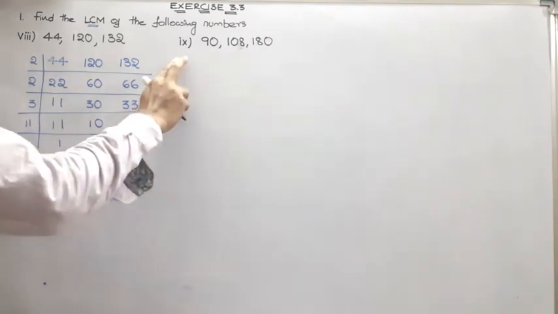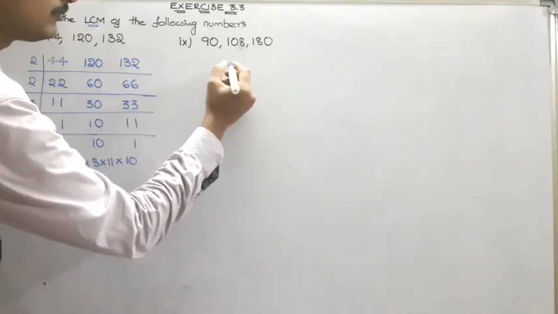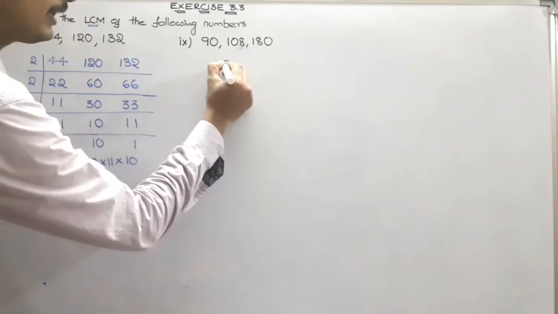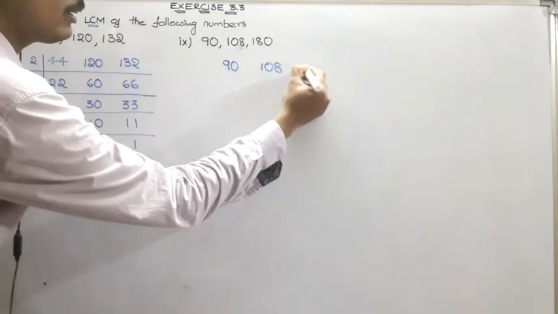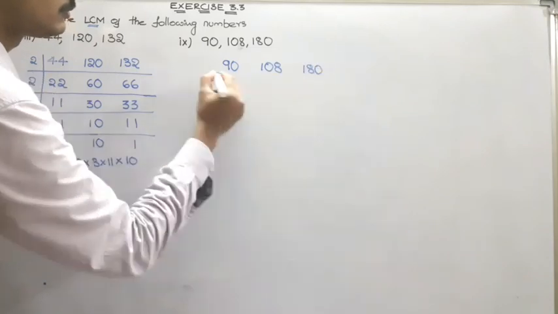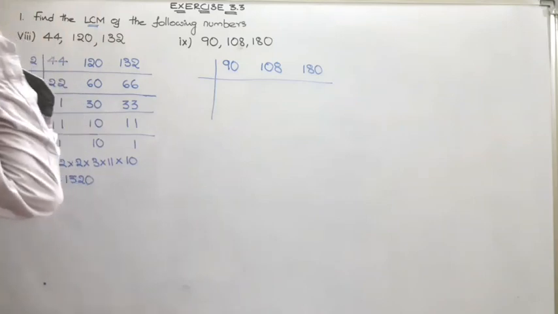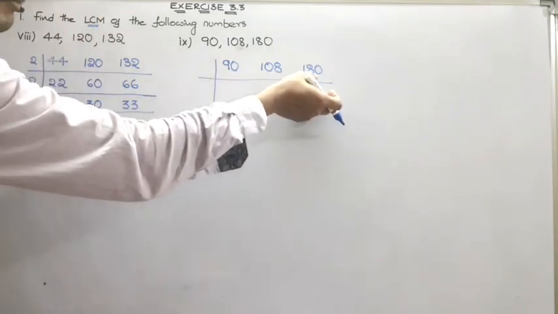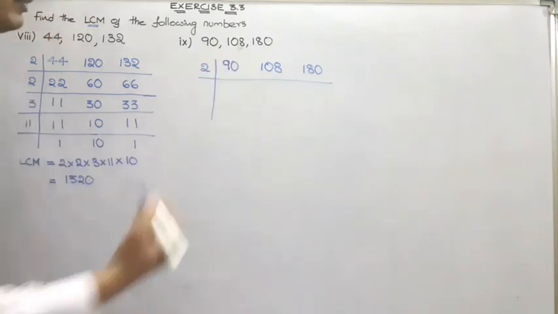Okay, so now the ninth one, children. The given numbers are 90, 108 and 180. As I am saying, please use the least factor first. 90 is an even number, 108 is an even number and 180 is an even number. So directly start with 2 table.